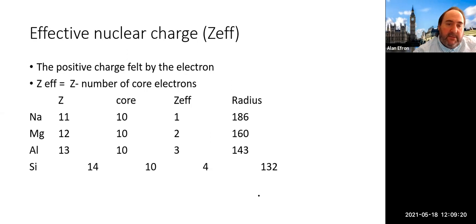But this is essentially the positive charge that's felt by the electrons, basically the positive charge that the electrons feel coming from the nucleus, right? So inside our nucleus, we have our protons, which are positively charged. We have our neutrons, which have no charge. And then we have our electrons that are out and about, sort of floating around, which are negatively charged.